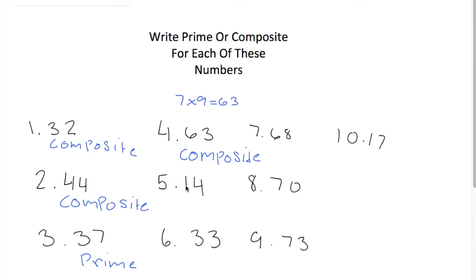So, okay, 14. So this problem, we're not going to try to just solve it. We're not going to just think about our math facts. We're going to look at the ones place, and it's even. So, even. If it's even, you always want to start with 2. If it's divisible by 2, then it's composite. So, 14 divided by 2 equals 7. That means this number is composite.